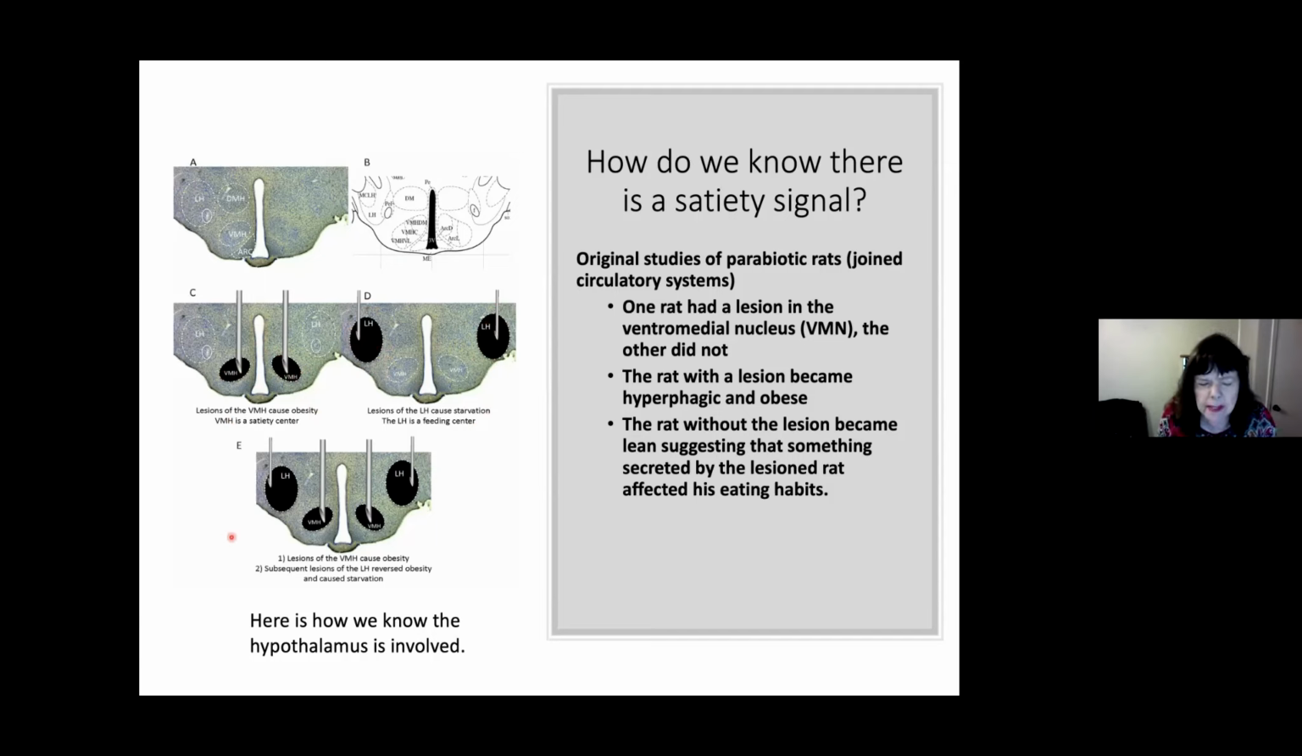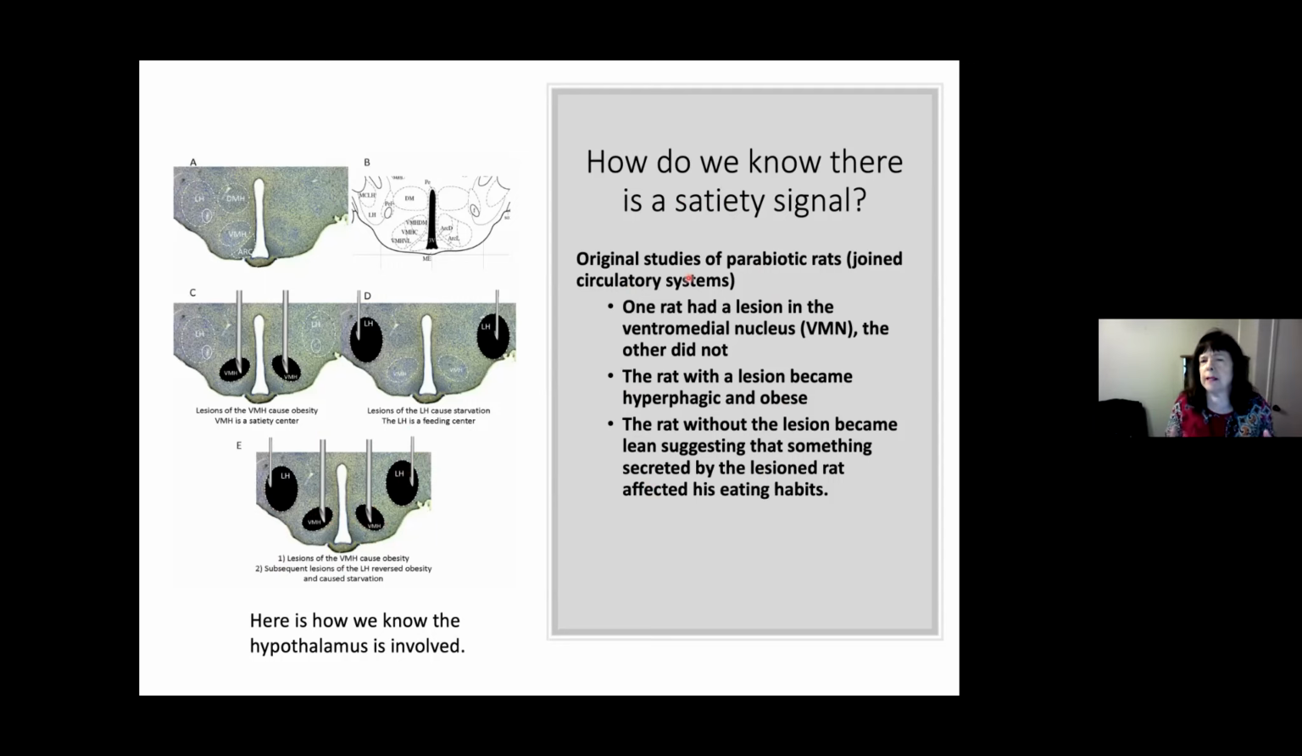So what happens when you do both? Well, you've got your obesity going on here with the ventral medial, but then if you go ahead and you do the lateral hypothalamus also, you reverse the obesity and you cause starvation. So it's kind of confusing, but these are in the early days. These are some of the early things they used to do to play around. And here's another fairly early experiment.